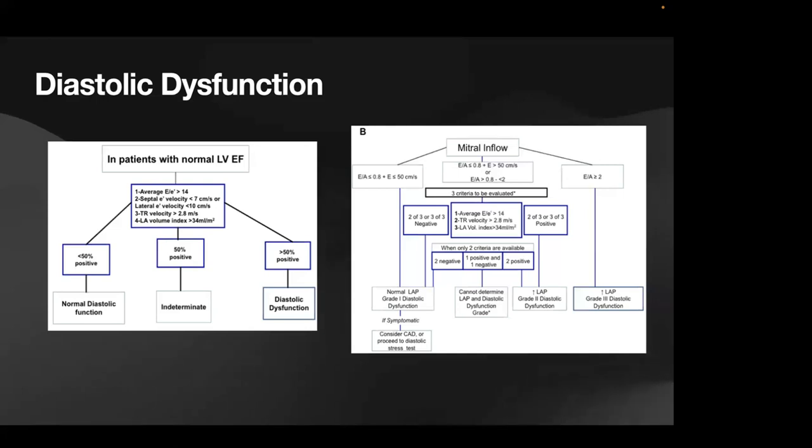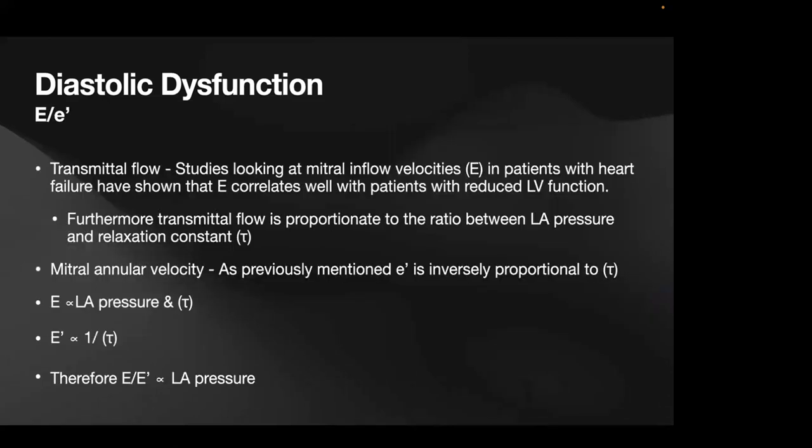We're going to talk about E over E prime. We've talked about septal E prime and lateral E prime velocities and how they correlate well with relaxation. And then we're going to talk about TR velocity and LA volume, and briefly touch base on the right-hand side. So, E over E prime. You heard me talk about E, you heard me talk about E prime. Now we're going to talk about the ratio of E and E prime.